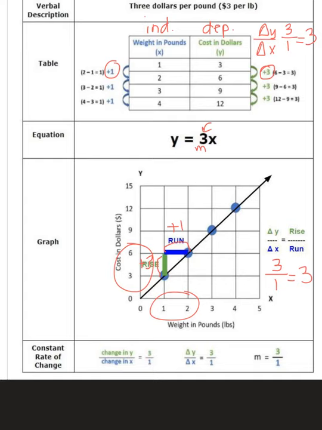All right, don't think too much on this. Just remember, figure out the change from just 2 pairs of x, y values. 1 to 2, it was +1. 3 to 6, it was +3. Put those numbers into your ratio, simplify your fraction, and you're good to go.